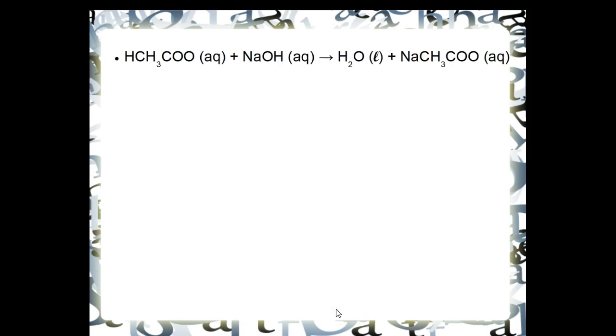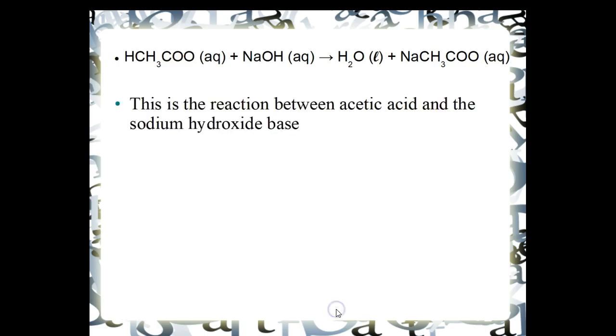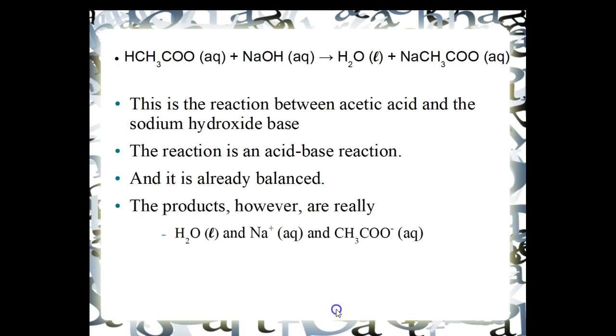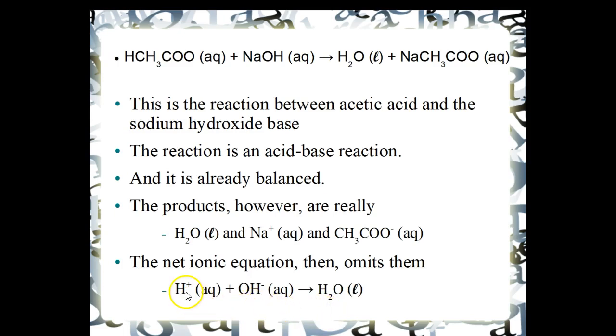Acetic acid reacts with sodium hydroxide to form liquid water and aqueous sodium acetate. The reaction is, of course, an acid-base reaction. It's already balanced. The products, however, are really water, liquid water, sodium ions in water, and acetate ions dissolved in water. The ionic equation then omits the spectator ions, sodium and acetate, and all you see here is hydrogen ion plus hydroxide gives you liquid water. This is the general form for the net ionic equation of any acid-base reaction that forms water.